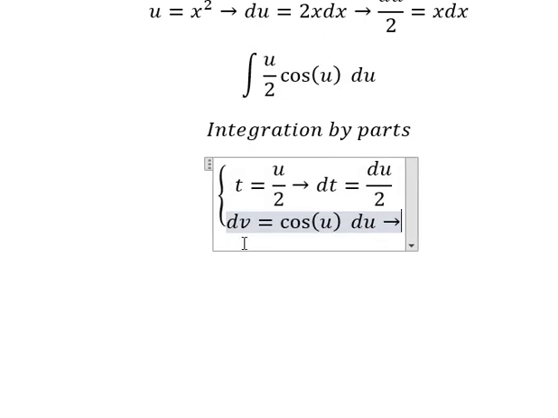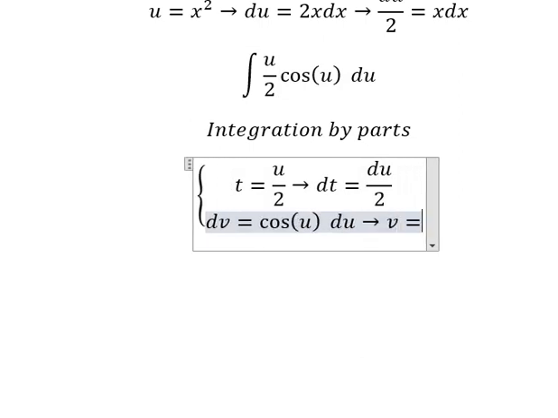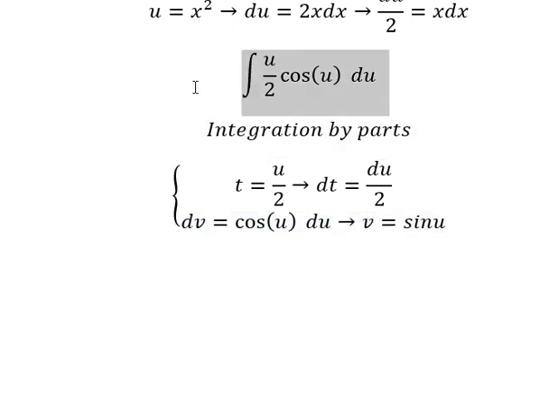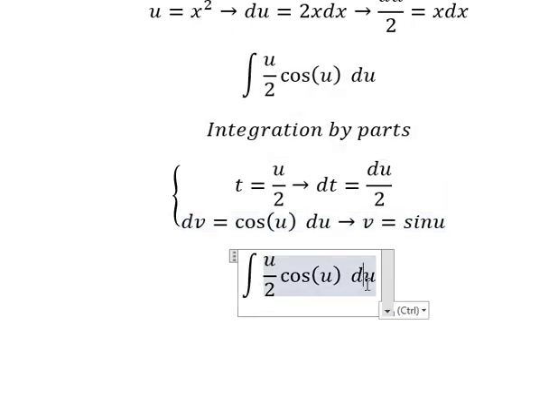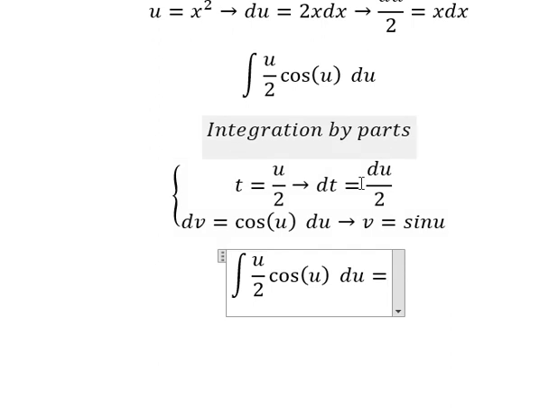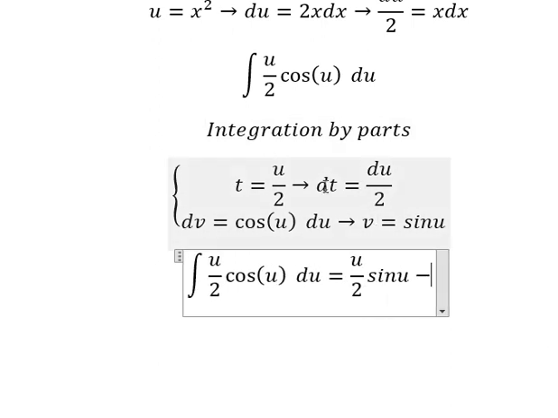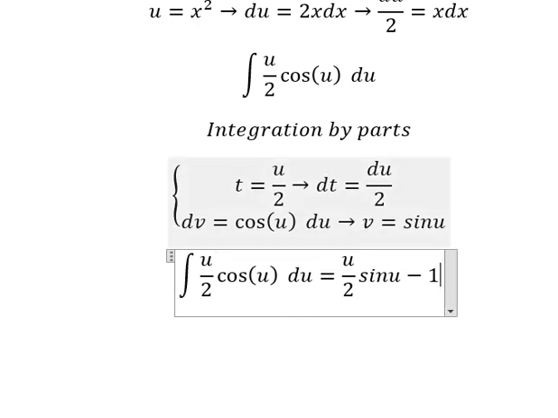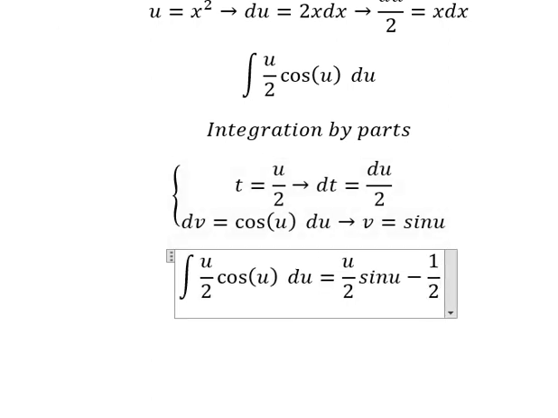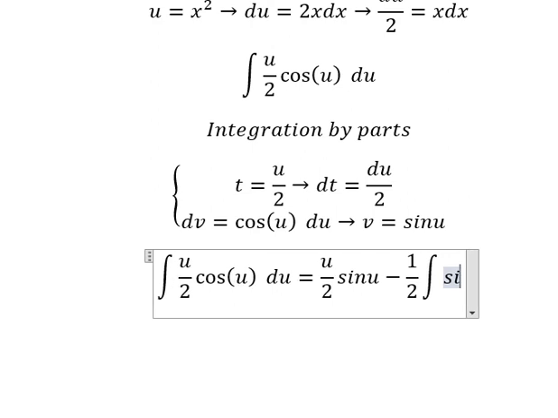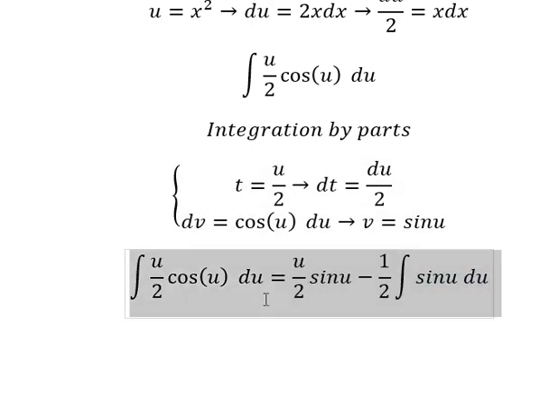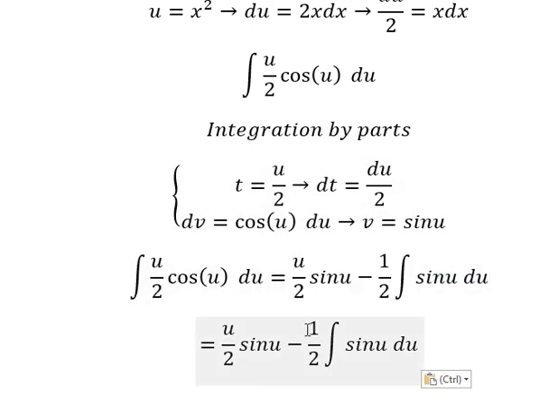The integration of this one, we have v equals sine u. So we have t multiplied by v minus dt multiplied by v. So the integration of negative sine u in here, you get positive cosine u.